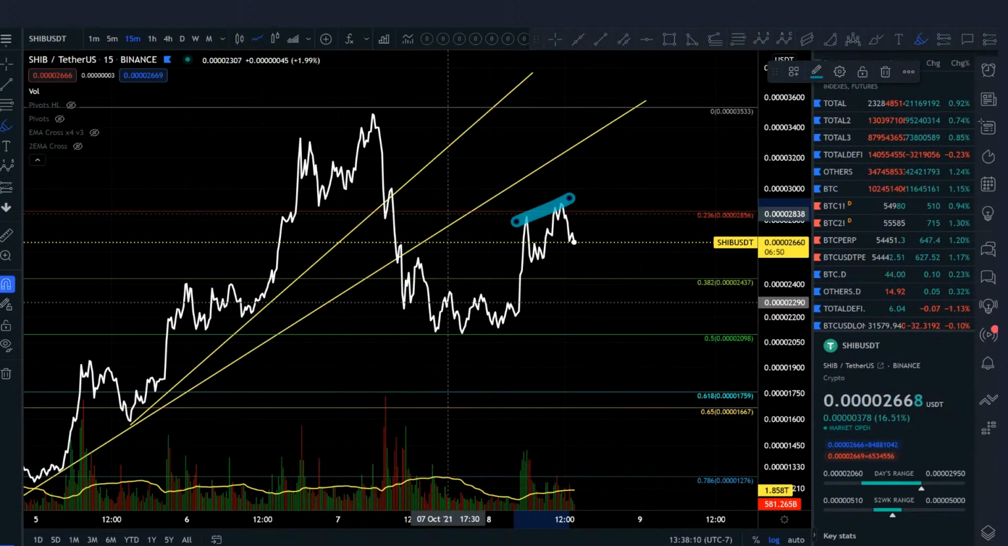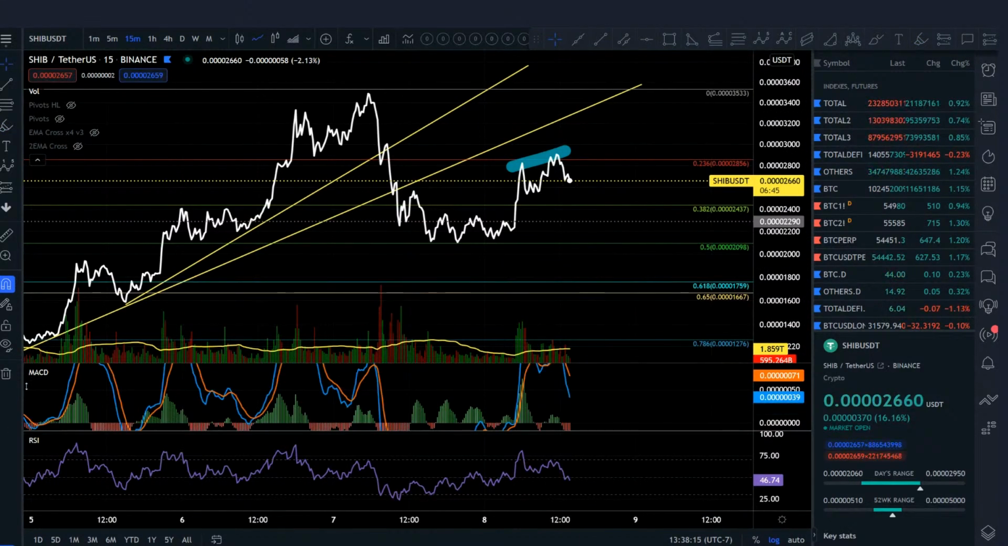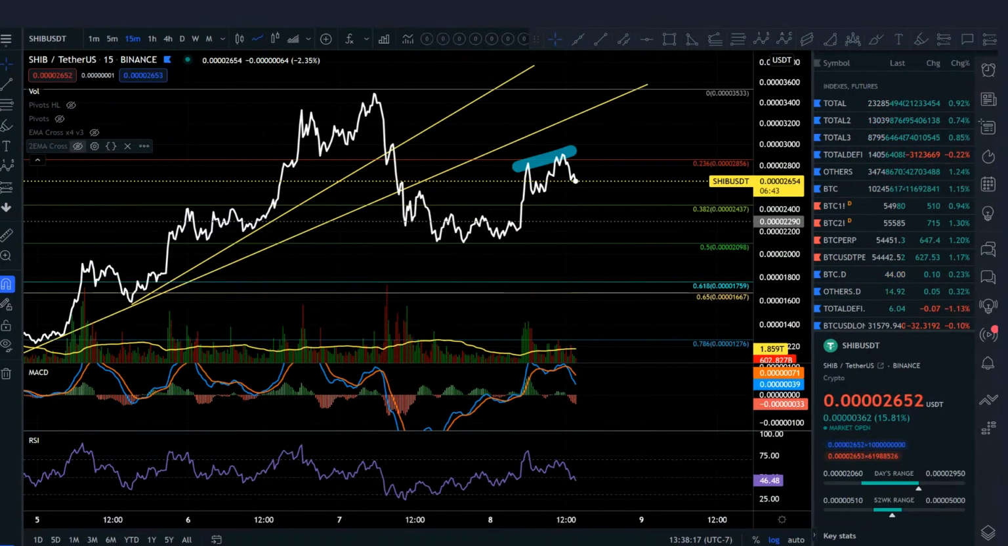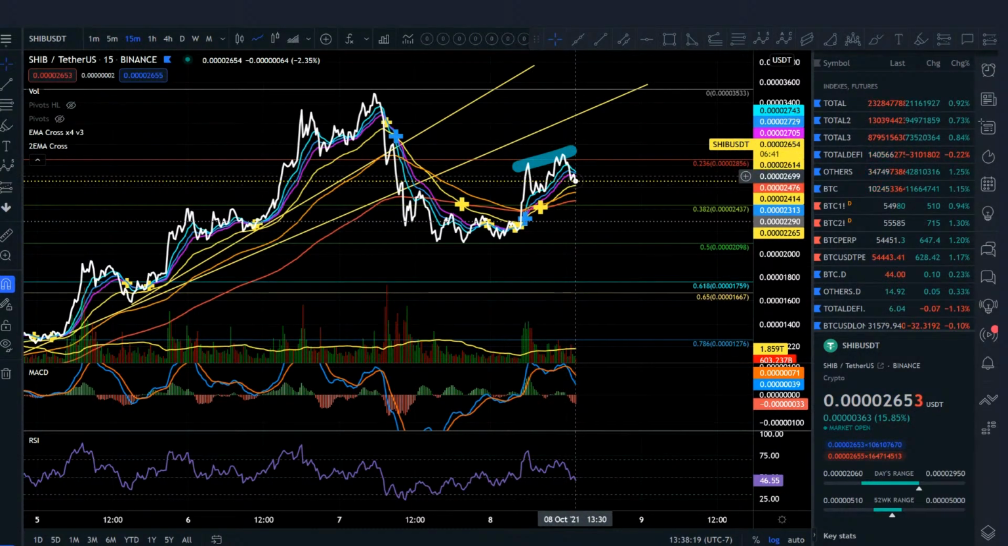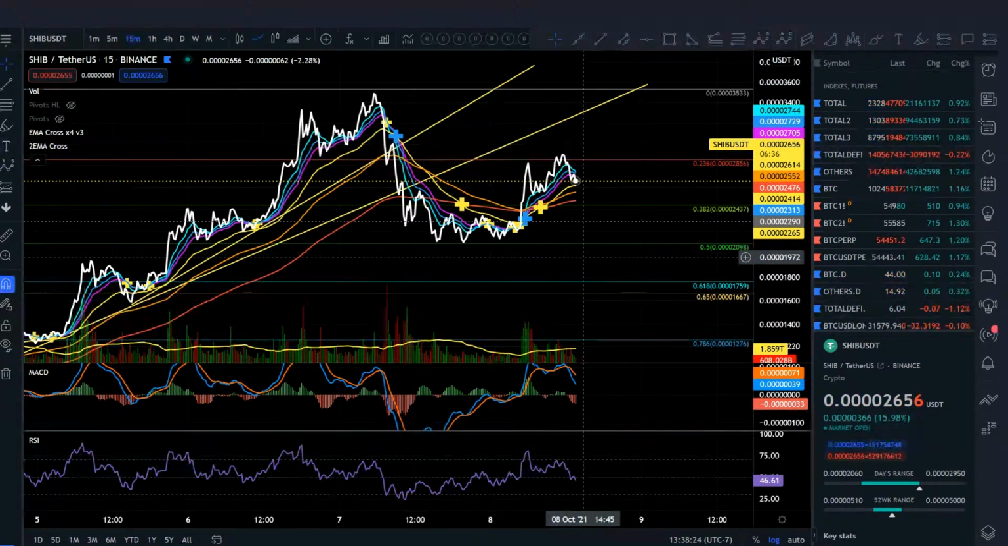Why do we come down here? Because there's a loss of momentum. This is also a bearish signal, which is what I'm also saying on Bitcoin: you might get the H4 pulling back into its EMAs. We're seeing it playing out on Shiba right now.